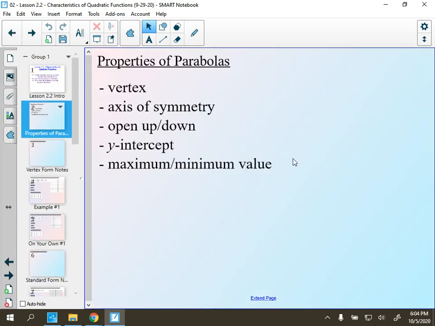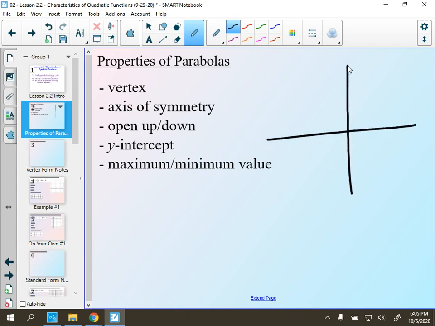All right, so key properties that every parabola has are a vertex and axis of symmetry. It's going to either open up or down. It's going to have a y-intercept and a maximum or minimum value. So even right here, just in class, we'd go through, I don't know if we necessarily need an x and y axis, but whatever. We'll put a parabola. That's our shape. We've talked about it in previous lessons. Every parabola has a vertex. Every parabola is also going to have, right next to my vertex, our y-intercept.